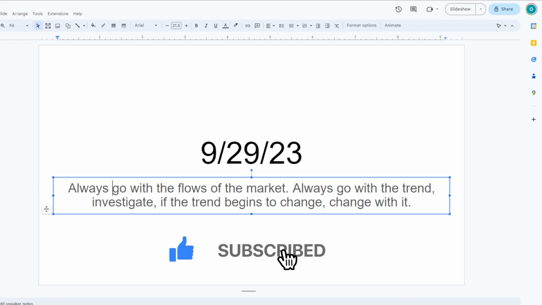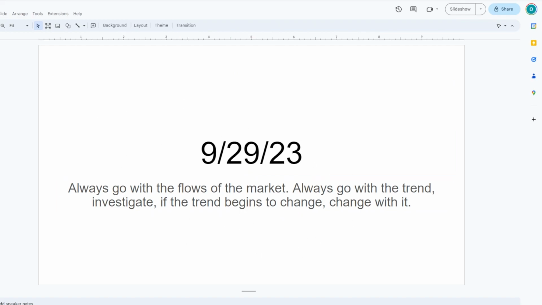In this case, I said, always go with the flow of the market, always go with the trend, investigate if the trend begins to change, right? So that's pretty much the motto or the slogan of this trading day and everything that happened within it. So I'll put that on the title page as well.